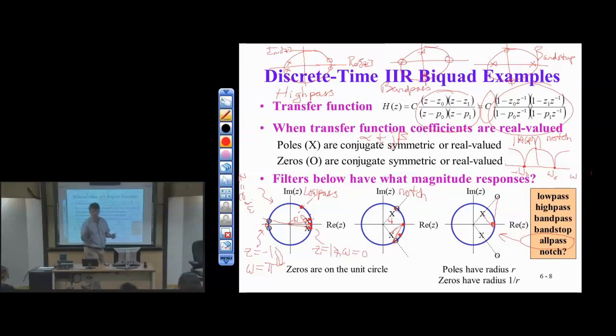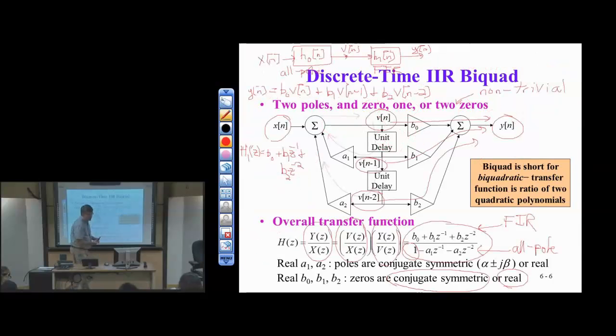What about a third order filter? What do I do? Let me give you a little hint here. What do I do for a third order filter? Cascade a second order and a first order. How do I get a first order filter out of this? What's the second order? How do I reduce it to first order?